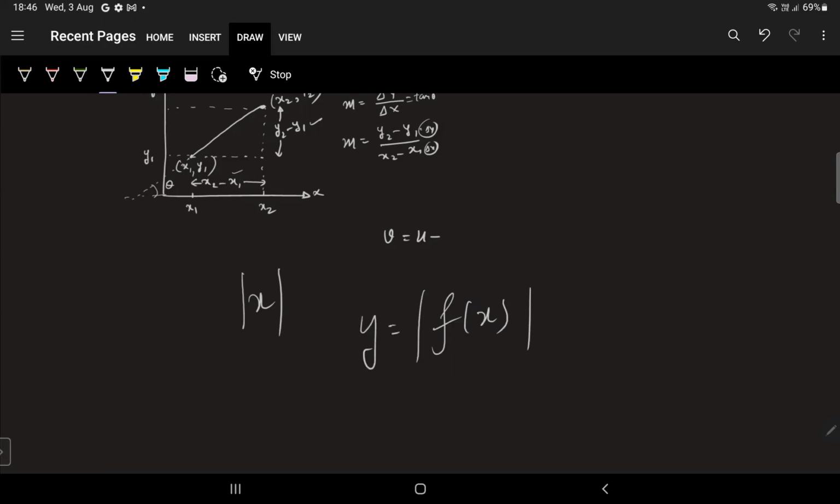That any function, if you put mod, if it's a modulus function, that means any type of input you give, it will give you a positive output, whether it is negative or positive. That's what we have studied in modulus. Okay. So that's the only reason.